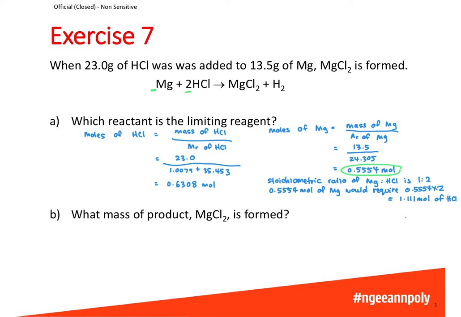Following the ratio of 1:2, you would need 0.5554 times 2 moles of HCl, and that's 1.111 moles of HCl. Now let's compare the amount of HCl required with the amount of HCl that we have. We see that actually we don't have enough HCl to react with 0.5554 moles of magnesium. So HCl is the limiting reagent, whereas magnesium would be in excess.